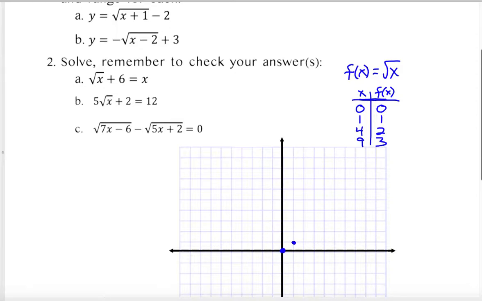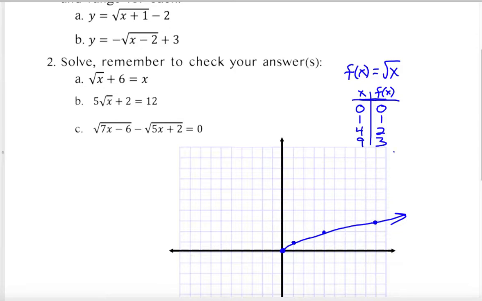1, 1, 4, 2, 9, 3. That's terrible. It keeps going up, but very slowly. So it turns out it's actually half of a sideways parabola. So that's a regular function, square root of x.